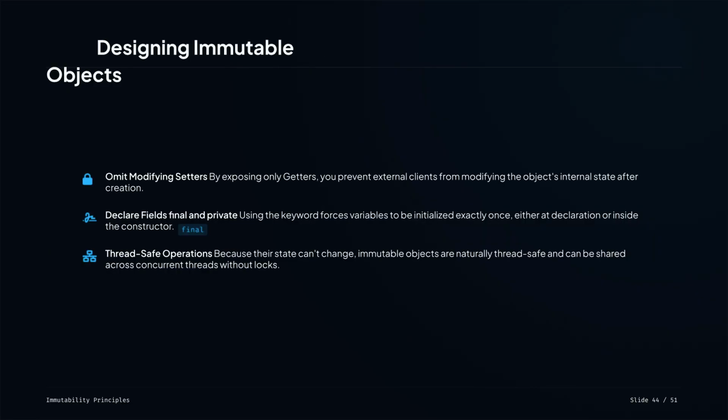To design truly immutable objects, omit setters entirely and declare all fields as "private final". Once created, these objects cannot change, making them inherently thread-safe and safe to share across your application without extra locking.